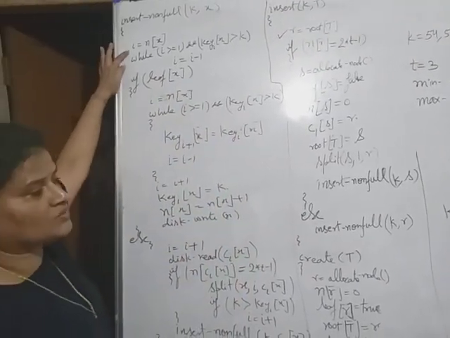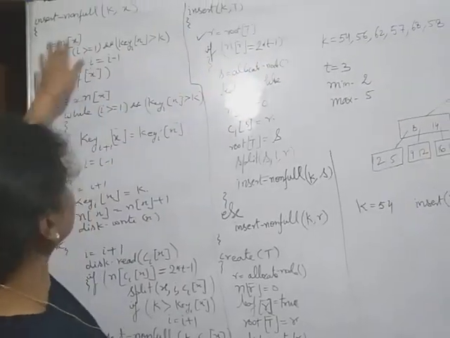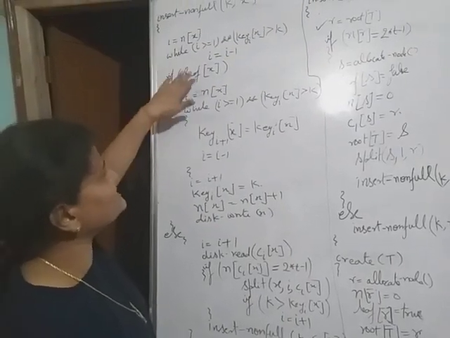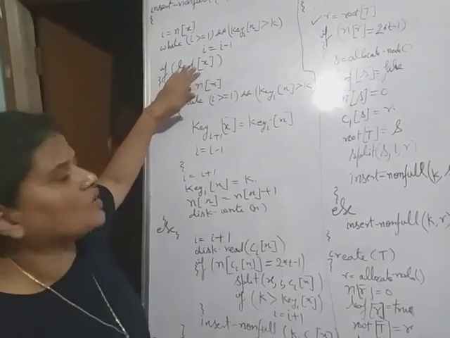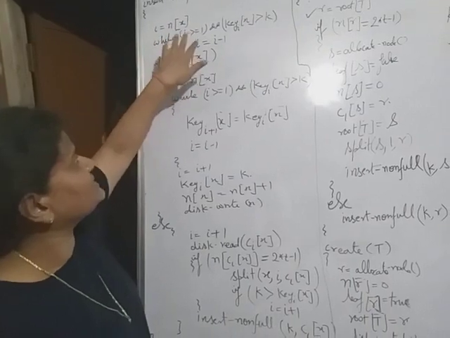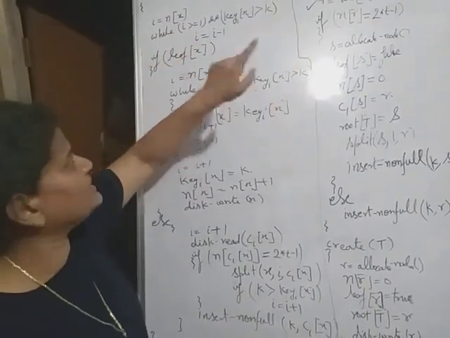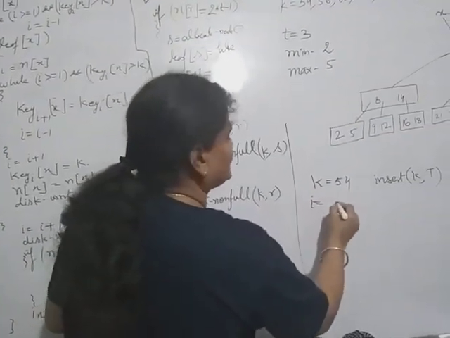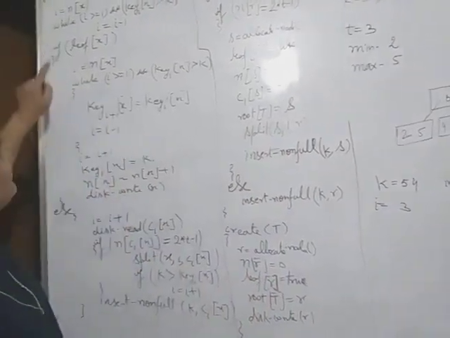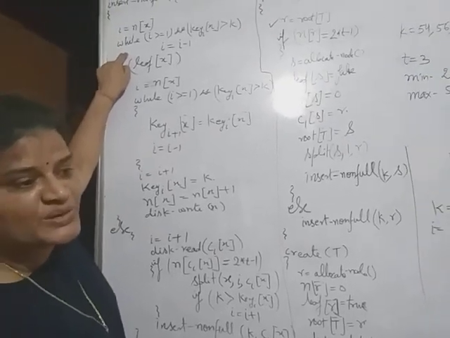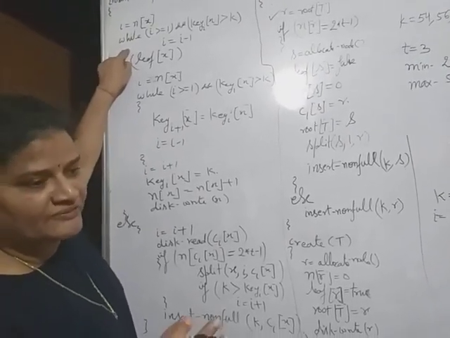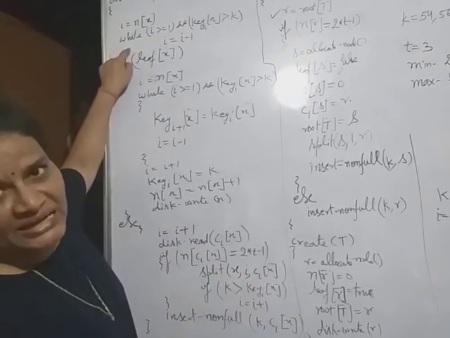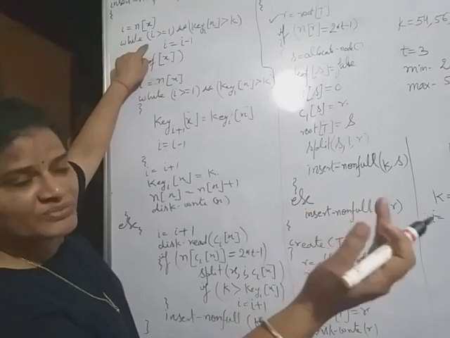So now i equal to nx. Here it is first checking whether x is a leaf or not. Since x is not a leaf, i equal to nx, so i is 3. This piece of code is for finding the appropriate child in which k can be inserted. It starts from the right.